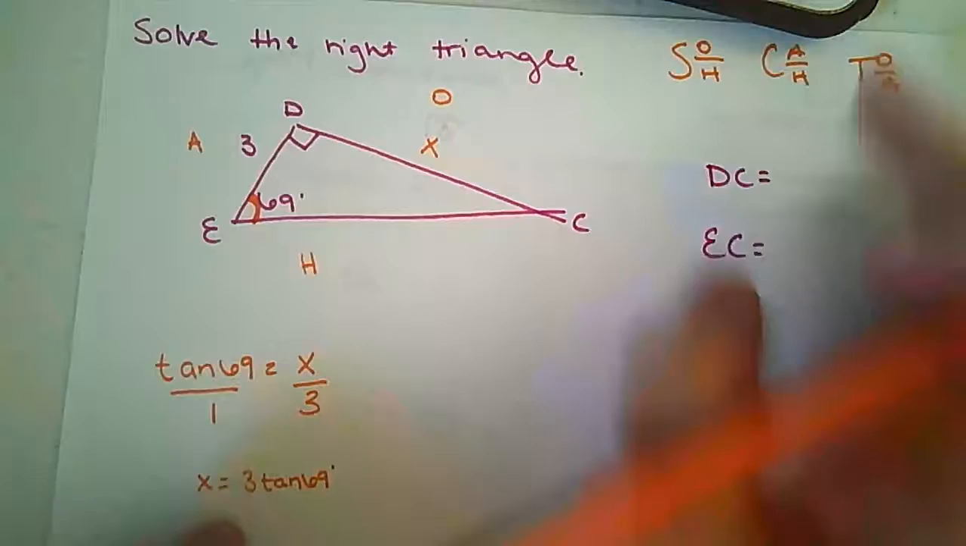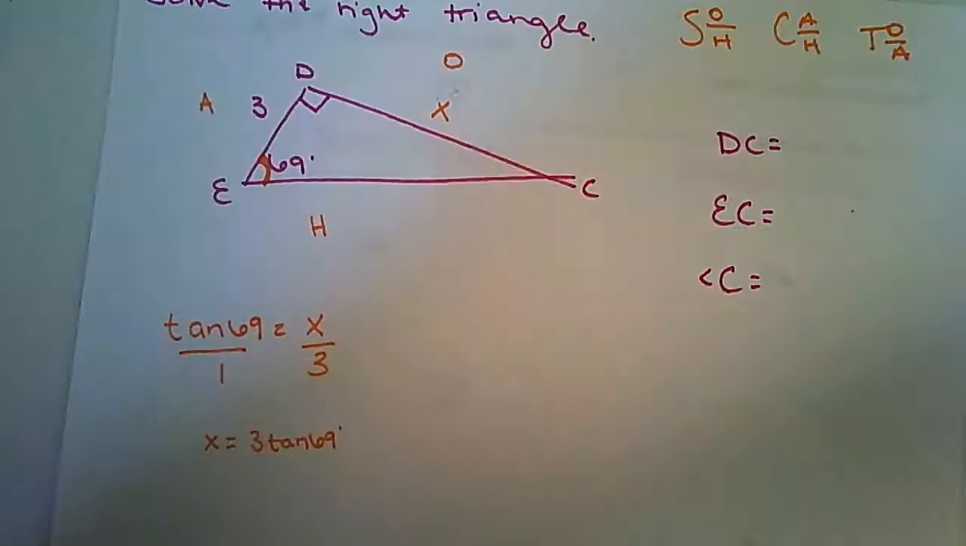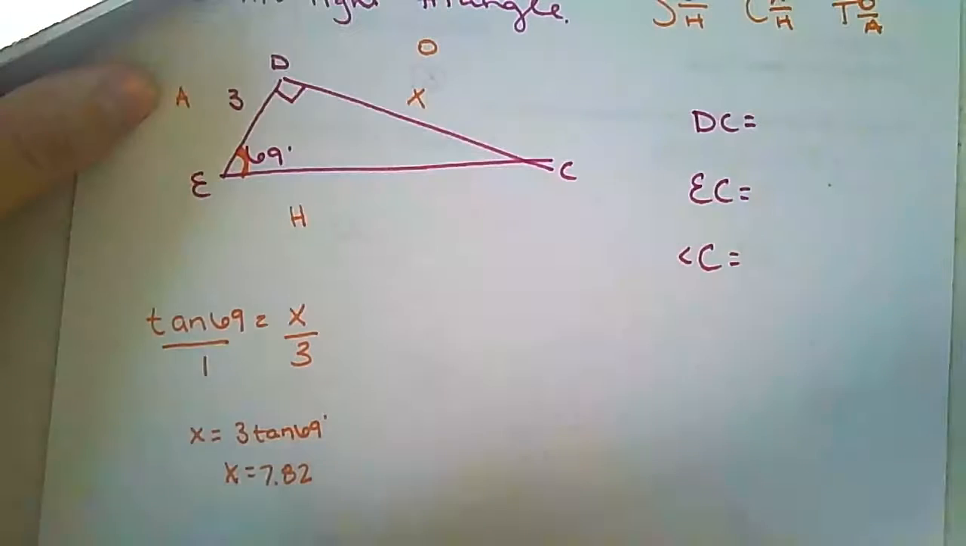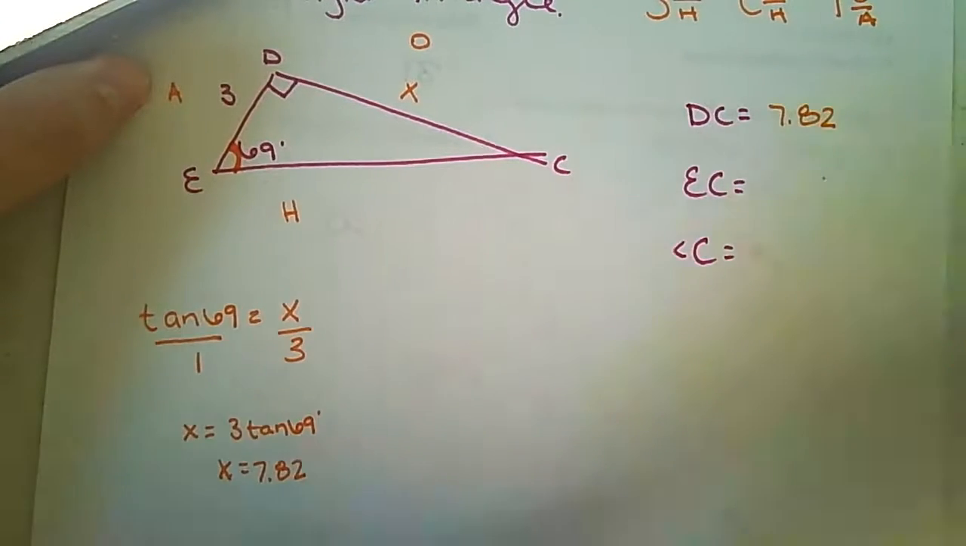And again, notice that x is all by itself, so I'm just going to type this into my calculator. So 3 tan of 69, it's going to round up to 7.82. So side DC is 7.82 units.